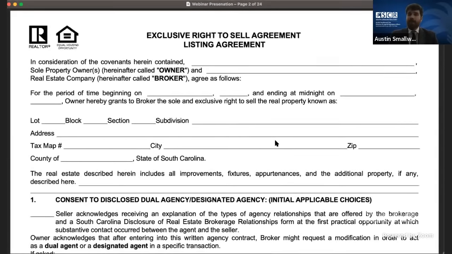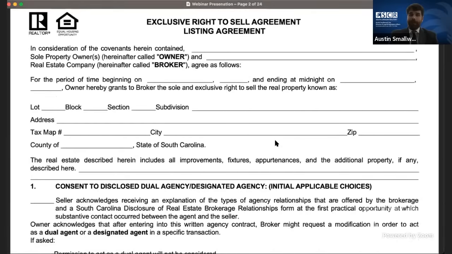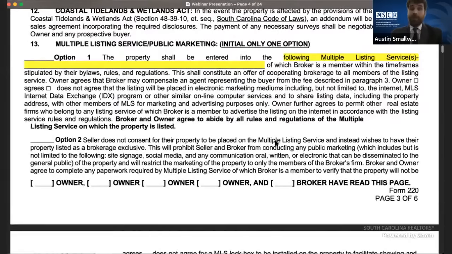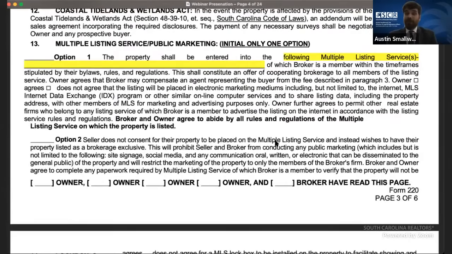This is probably the most minor as far as syntax changes that we have, and that is on paragraph 13. That is currently where you have the option of, are we going to publicly market the property or not? This is sort of the clear cooperation section. If you're going to publicly market the property, which is option 1, that is the option that requires the property be listed in the MLS.